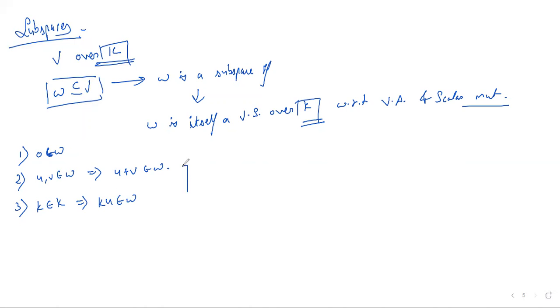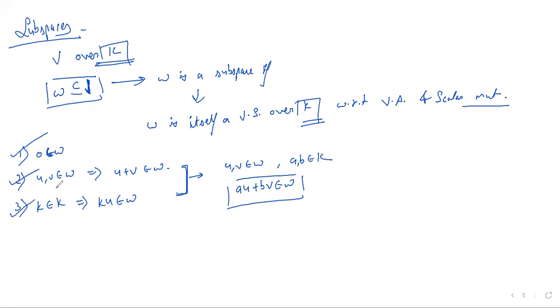And the single condition for checking the second and third is that if u, v belong to W and a, b belong to the field of scalars, then their linear combination, which is au plus bv, also belongs to W. Okay, so this is the concept of subspaces: it has to be a subset of vector space V, and it should satisfy the property that 0 belongs to W, and closure under vector addition and scalar multiplication.